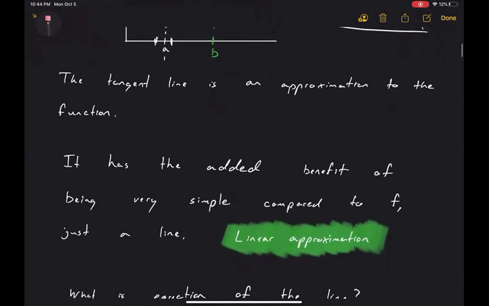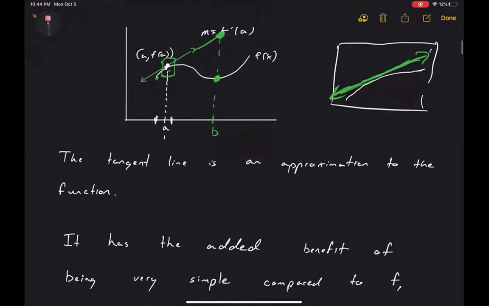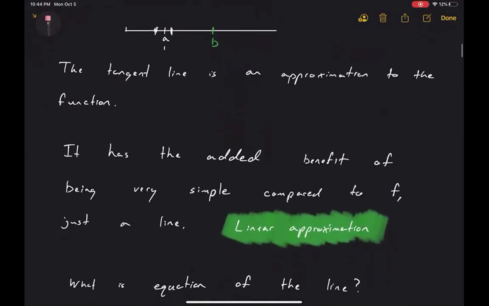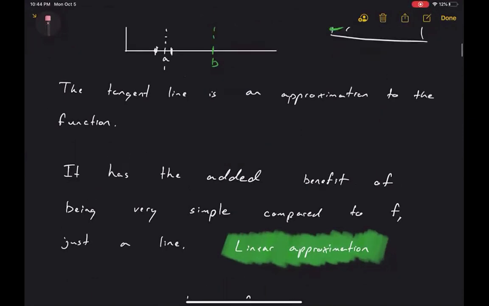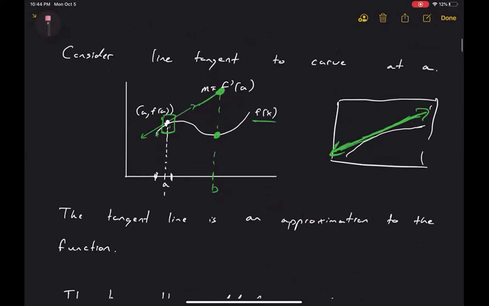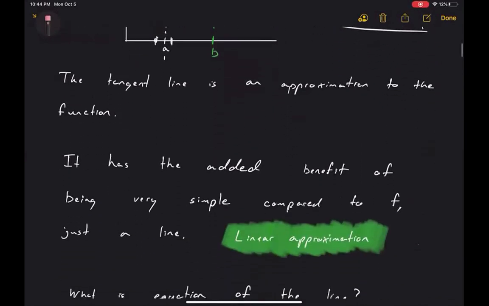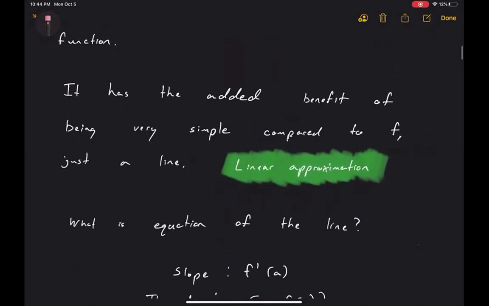Now, it might seem kind of limited, that approximation being only good in that little area, but it has the added benefit that the tangent line is really simple compared to our function. Maybe this function f of x is really complicated, with some really complicated equation, but this green line is just a line. So the equation for that would be really simple, y equals mx plus b essentially. So very easy to write.